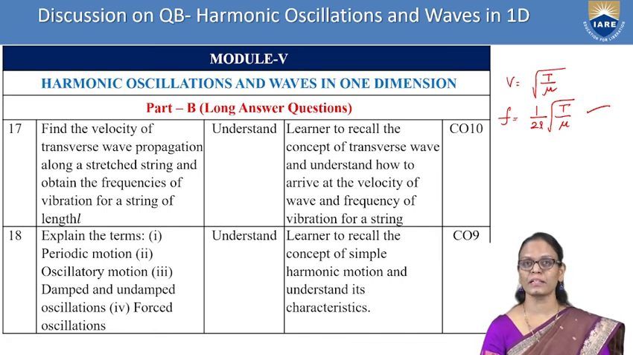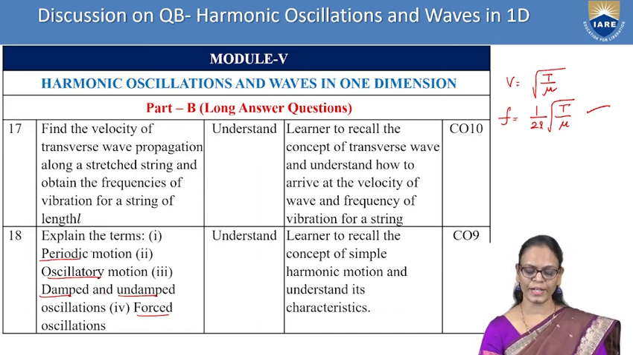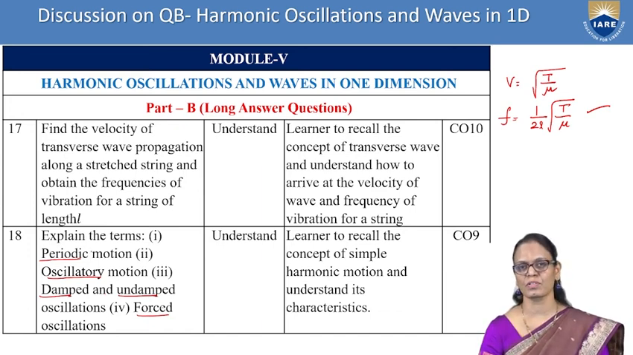Then explain the terms periodic motion, oscillatory motion, damped and undamped oscillation, forced oscillation. So 5 definitions. We have already defined all in our short answer questions. You will combine all of them and write.